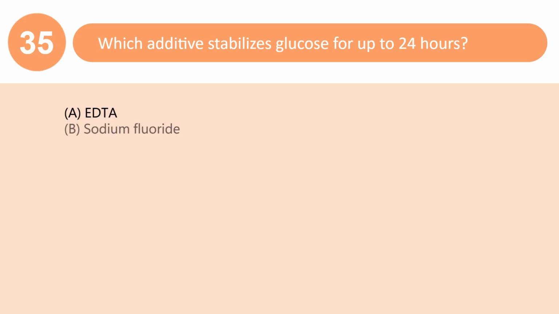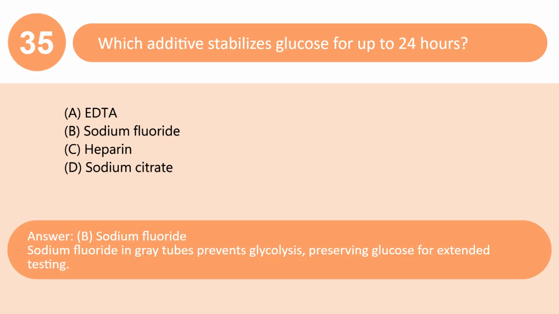Which additive stabilizes glucose for up to 24 hours? A. EDTA. B. Sodium fluoride. C. Heparin. D. Sodium citrate. Answer B. Sodium fluoride. Sodium fluoride in gray tubes prevents glycolysis, preserving glucose for extended testing.